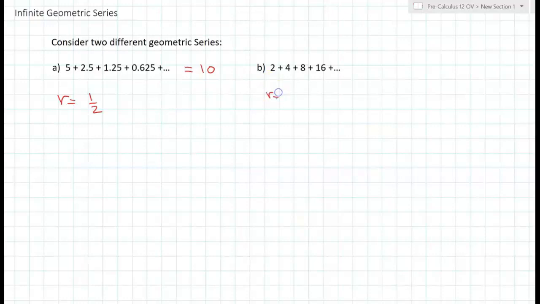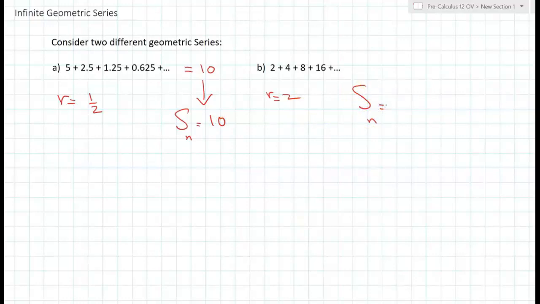The common ratio here is 2. Now, is there any actual sum? Can we come up with the sum? In the first example, the sum of the series, we don't know how many terms would be in there. We're going to talk about that. That's 10. But can we come up with the sum in here?